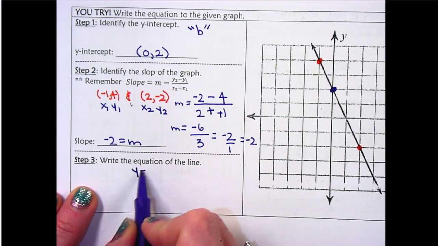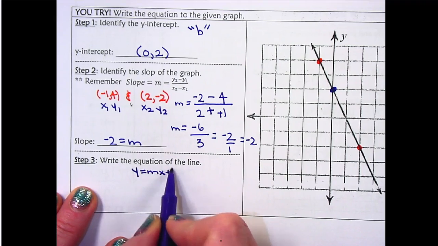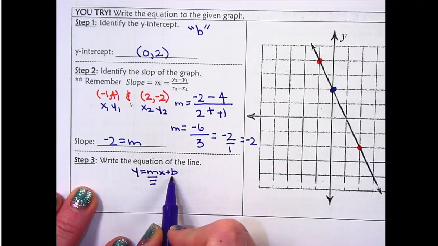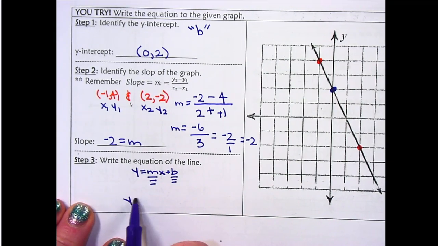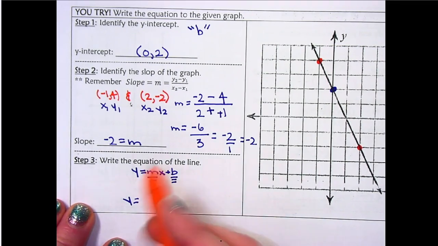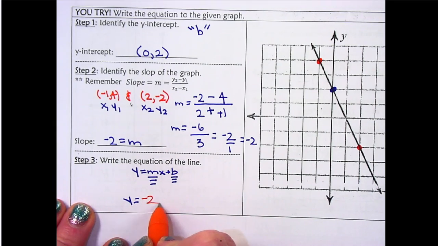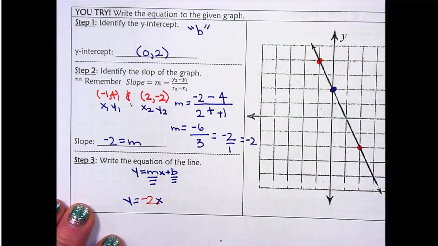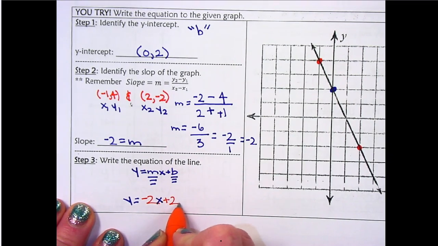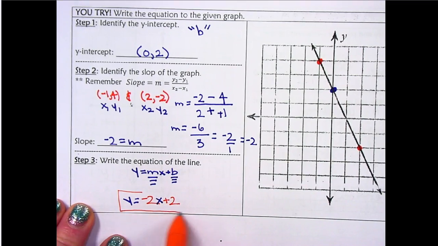To remind you, to write an equation in slope-intercept form, we need an m, which we found in step 2, and we need a b, which is the y-intercept, which we found in step 1. I'm going to replace m with what it equals, and it happens to equal negative 2. Then we still have our x, and then b, our y-intercept, is 2. I'm going to substitute positive 2 in for b. Check your answer at this time. You should have gotten y equals negative 2x plus 2.